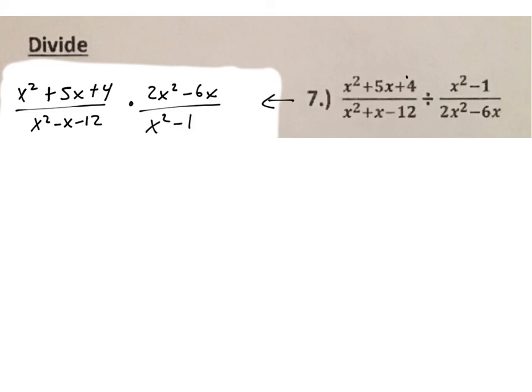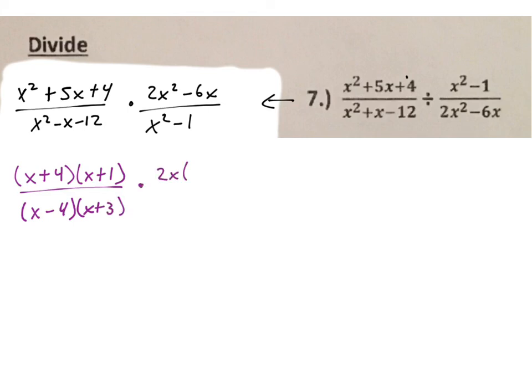All right, so with that, we can now start simplifying. On the top, I've got x plus 4, x plus 1. On the bottom, I've got x minus 4, x plus 3. On the other side, I'm going to factor out a 2x. So 2x leaves behind x minus 3. Over here, I've got x minus 1, x plus 1. And so now I just need to simplify.